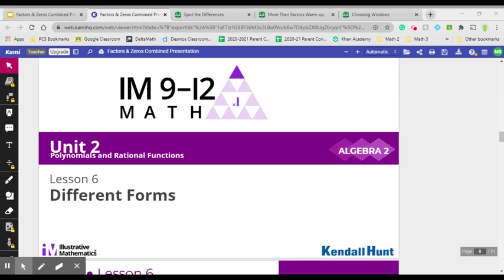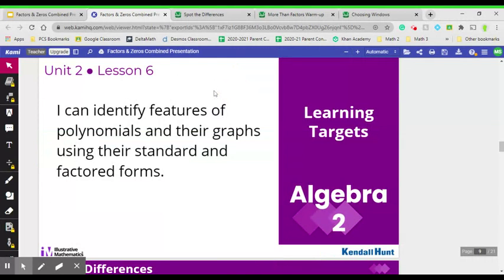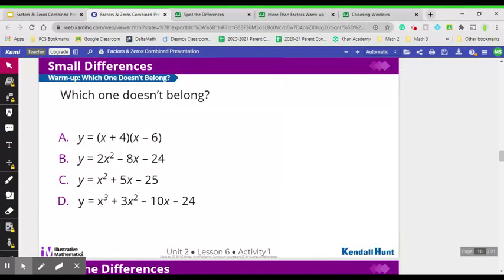We are now looking at part two of our factors and zeros lesson. In this one, we will be looking at the different forms of polynomials and doing some relating between standard form and factored form, which you should remember from dealing with quadratics last semester as well. So by the end of this lesson, we're going to be trying to identify the features of polynomials and their graphs using both of those forms that I just mentioned.